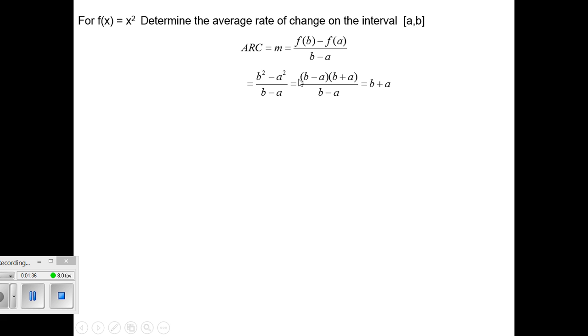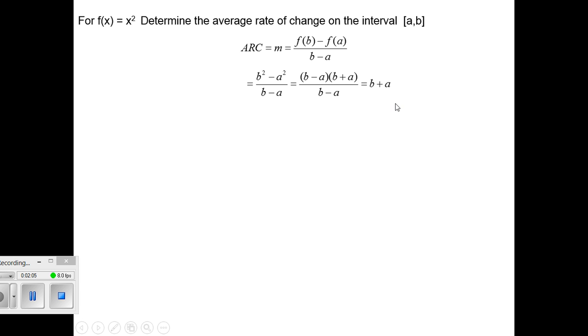Well, we should naturally see that this will factor as a difference of squares, b minus a times b plus a. And the b minus a's will cancel out between the top and the bottom, resulting in b plus a. So, generally speaking, the average rate of change on the interval a to b for the function x squared is b plus a.